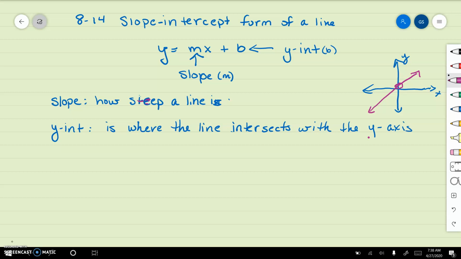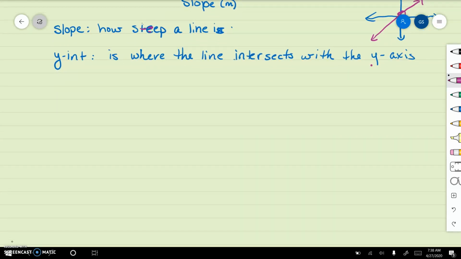Okay. All right, so here's what we're going to do. We're going to take a bunch of equations, some in slope-intercept form and some not, and we're going to name the slope and the y-intercept today. So it should not be too stressful. So again, y equals mx plus b. And our first equation is y equals 2x plus 3.